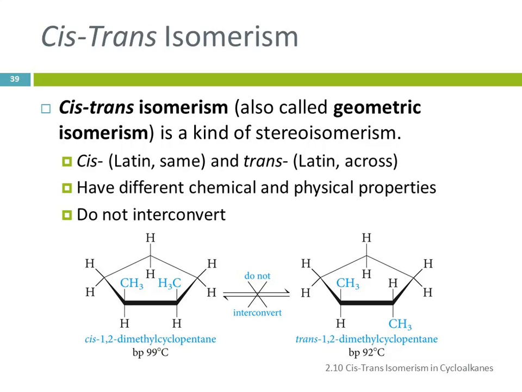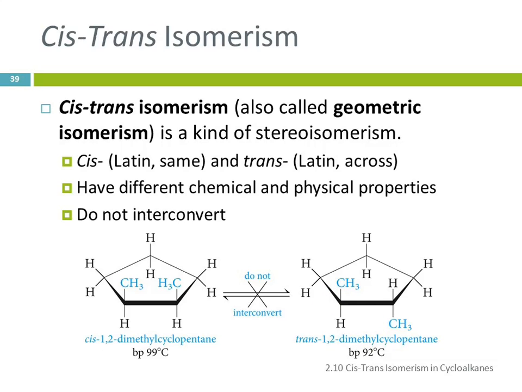So when we look, here are two isomers. This is the cis isomer, and this is the trans isomer. And the difference here is these methyl groups in blue. Here, these methyl groups are on the same side of the ring. They are cis. And here they are trans. They are across the ring from each other.